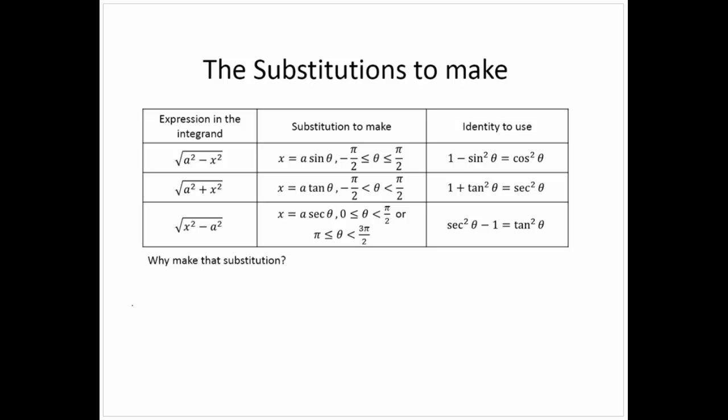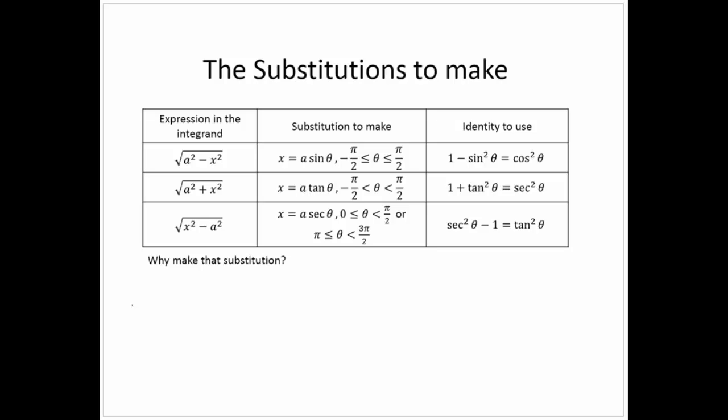Similarly, if we have the square root of a squared plus x squared, we use the substitution x equals a tangent theta. And then we'll use the fact that 1 plus tangent squared theta is secant squared theta. And finally, if we have the square root of x squared minus a squared, we'll make the substitution x equals a secant theta, and then we'll use the identity that secant squared theta minus 1 is tangent squared theta.